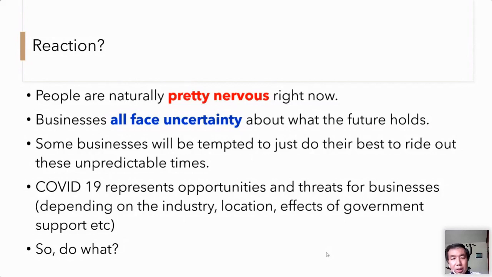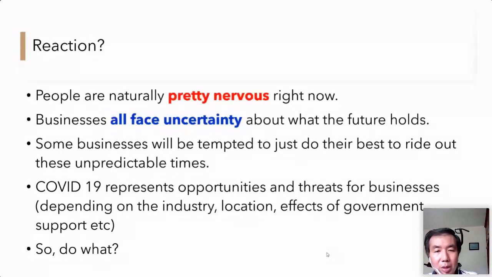So in any case, as my third bullet point mentions, we have some businesses that will be tempted to just try to survive, just to ride out these unpredictable times, i.e., just sit and wait. So the question then is, is that good enough? Because we believe that COVID-19, despite things being uncertain, can represent opportunities and threats for businesses. So you need to forecast that.